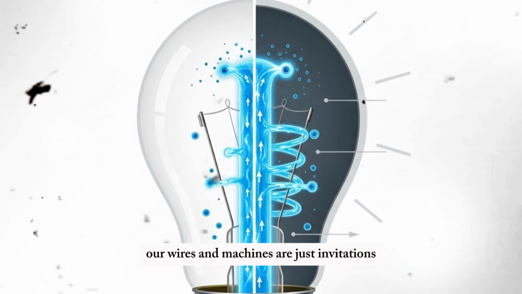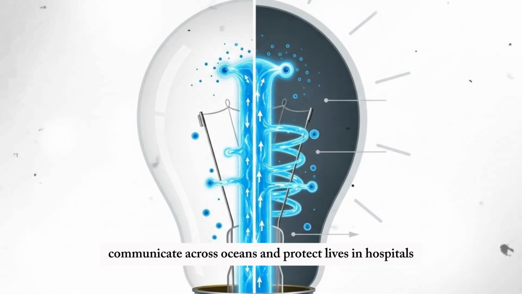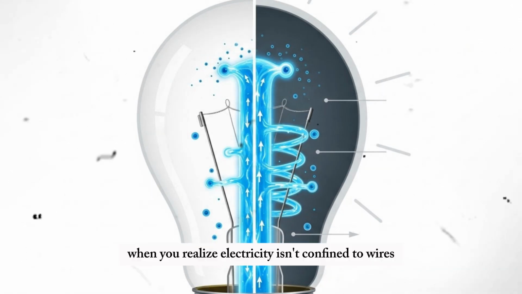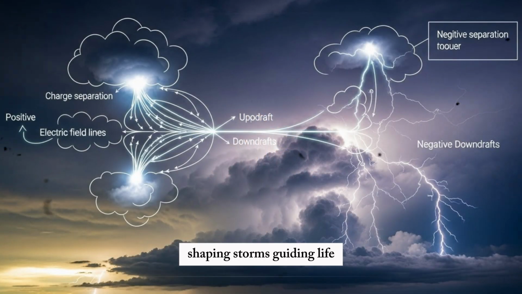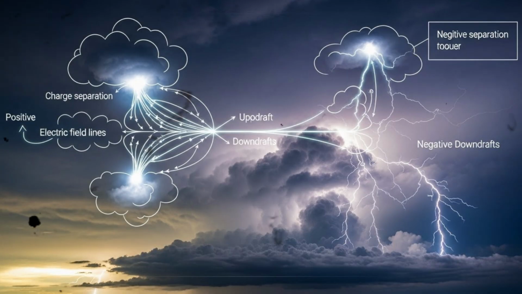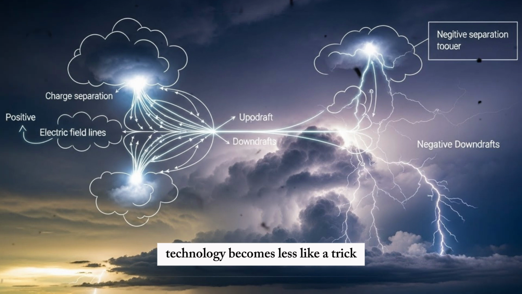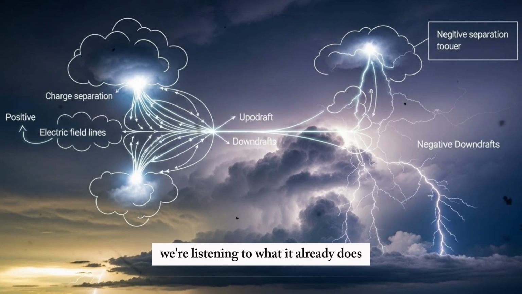Our wires and machines are just invitations, carefully built, asking charge to move along routes that help us light homes, communicate across oceans, and protect lives in hospitals. When you realize electricity isn't confined to wires, that it has always been here, shaping storms, guiding life, structuring matter, and writing the rhythms of the planet, something shifts. Technology becomes less like a trick and more like a respectful collaboration. We're not forcing the universe to do our bidding. We're listening to what it already does and learning how to work alongside it.